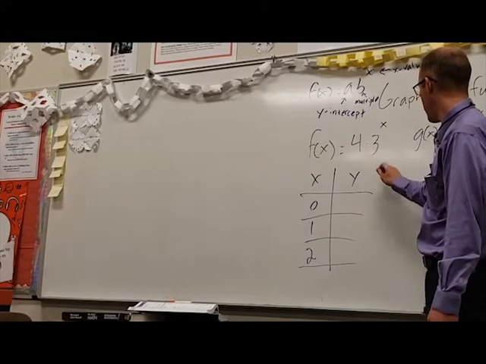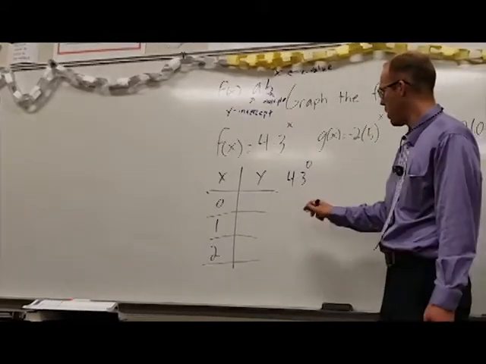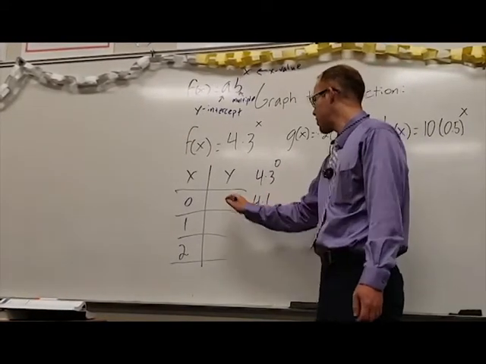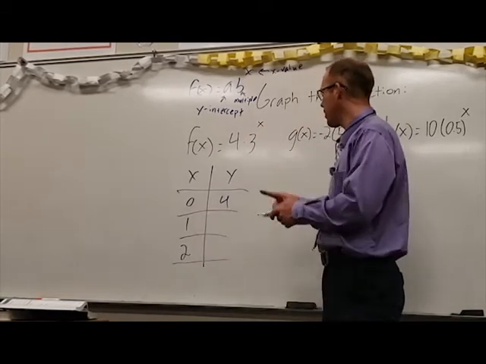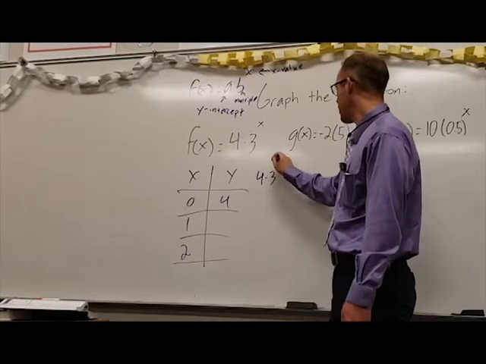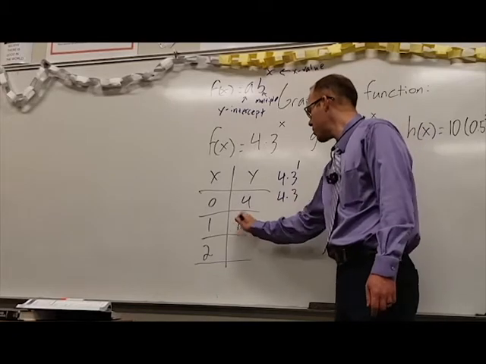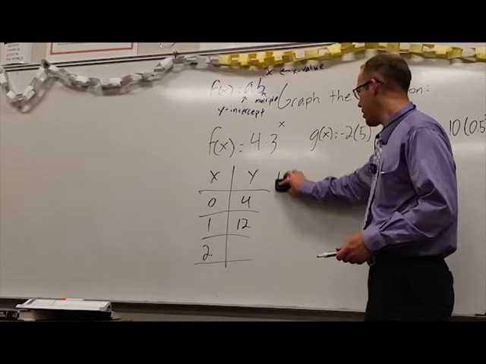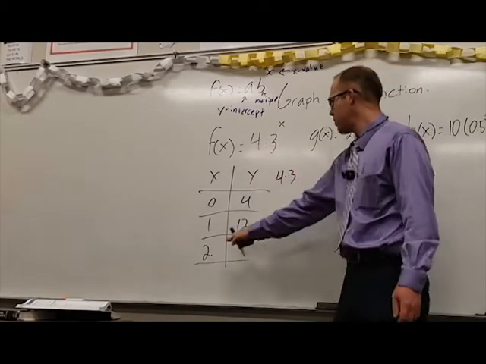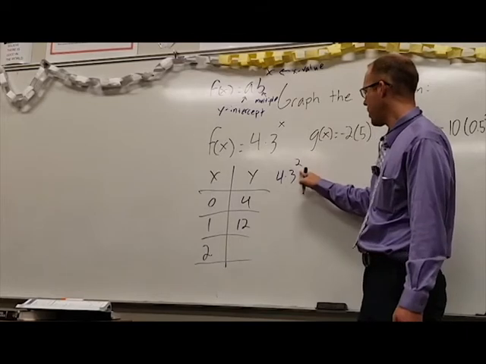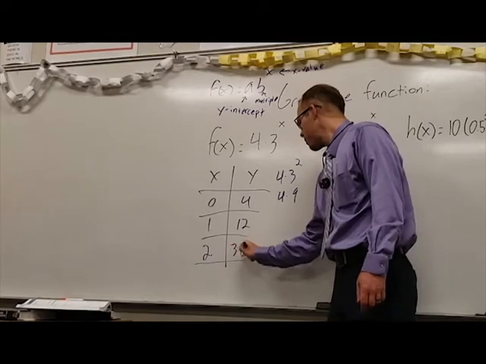So if I plug in a 0, I get 4 times 3 to the 0. Now, anything raised to the 0 power is 1. So we get 4 times 1, which is just 4. All right, let's plug in a 1 now for our x value. That's 4 times 3 to the first power. 3 to the first power is just 3, so that's 4 times 3, which is 12. And then next we have 4 times 3 to the second power, where our x is 2. 3 to the second power is 9, so that gives us 4 times 9, which is 36.